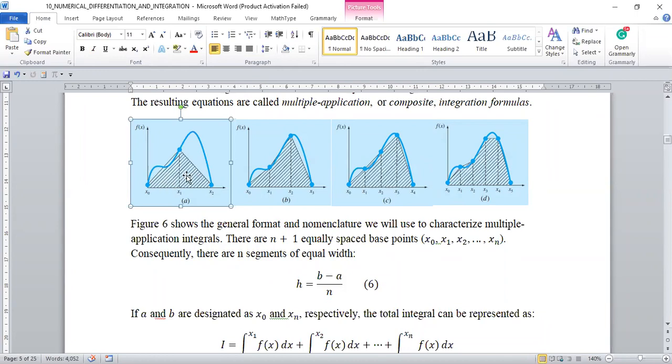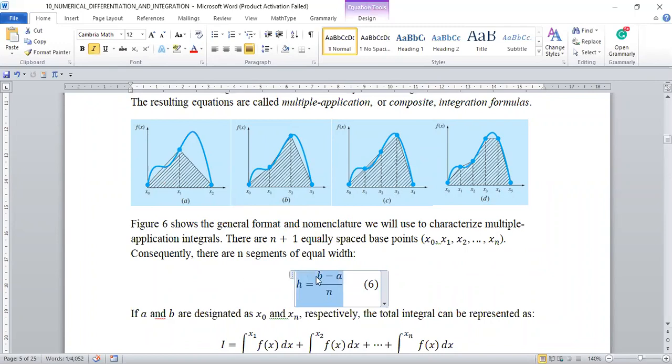So this is the first segment and this is the second segment. So now you cannot integrate from x0 to x2. So you need to break it down into smaller step sizes. So you need to break it down from x0 to x1. That's the first part. Then the step size for the first part is given by this equation.